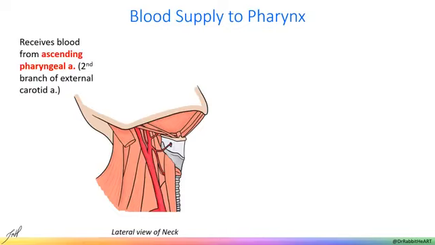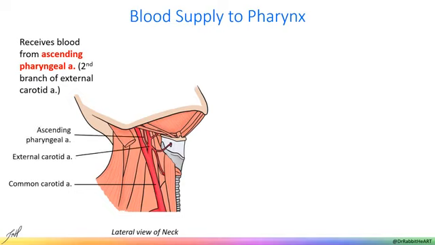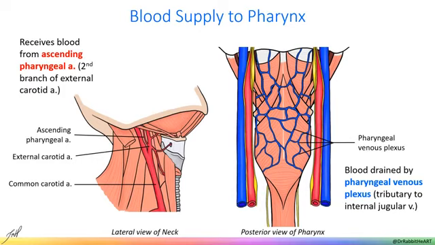Blood supply to the head and neck comes from the common carotid arteries, which then branch into internal and external carotid arteries. Blood supply to the pharynx comes from the ascending pharyngeal artery, which is the second branch off the external carotid. Deoxygenated blood is then collected in the pharyngeal venous plexus and drained into the internal jugular vein.